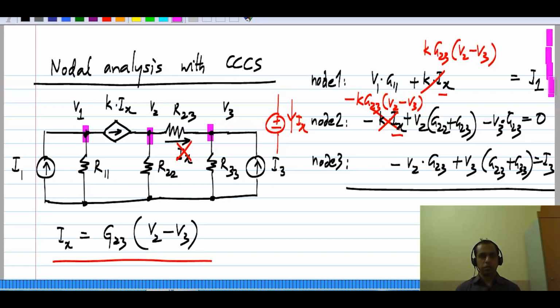So as far as this course is concerned, when we have current controlled sources, we will be considering controlling currents to be only those through resistors, not through voltage sources. Now this does not mean that such circuits cannot be analyzed. They can of course be analyzed, but we won't be dealing with them here.